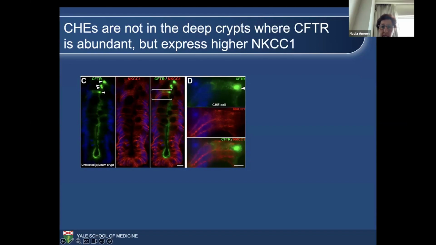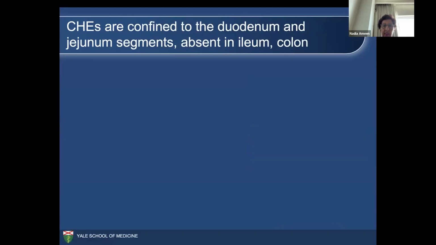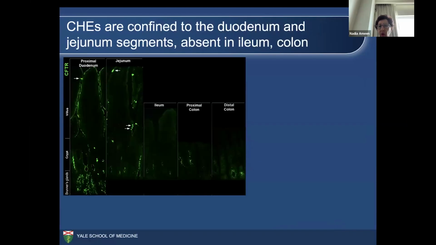And this was one piece of evidence that supported the notion that these cells were secretory cells. And here you can see at high magnification the inverse relationship of CFTR and NKCC1 in the crypt in those cells. The other thing that we found is that these cells were not present throughout the intestine, and these are images from the rat. Along the proximal-distal axis, you can see that these cells are in the duodenum and in the jejunum in the rat.